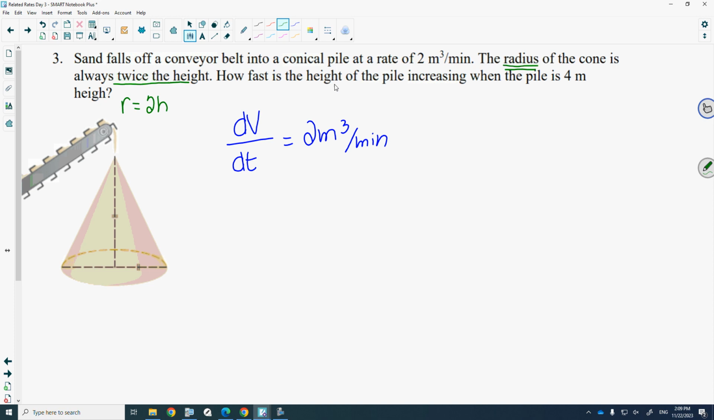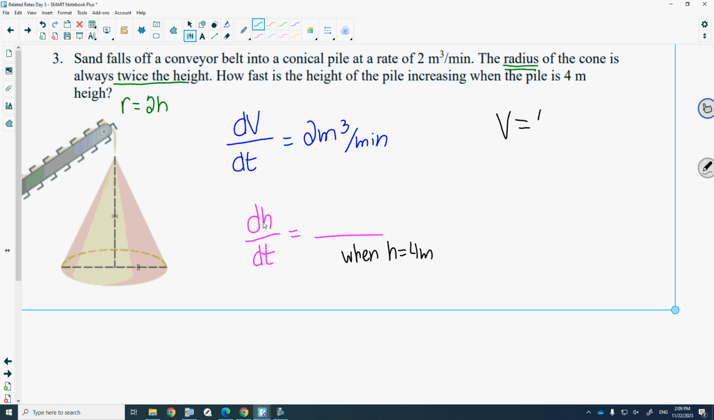How fast is the height of the pile increasing? So they want to know how fast the height is increasing, so dh/dt is equal to how fast the height of the pile is changing with respect to time when the pile is 4 meters high. So when height is equal to 4 meters. Okay, so we need an equation that relates the volume of a cone with height. What is the volume of a cone?